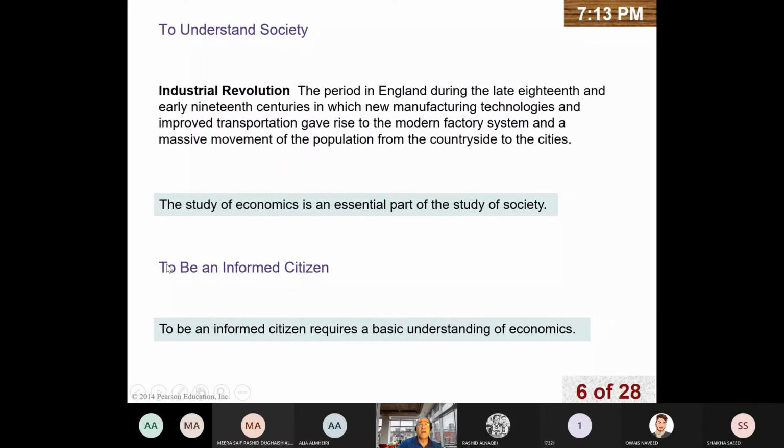Also, there is a last benefit of studying economics, to be an informed citizen. So when you study economics, you will understand what's going on around you. So you will be educated. So you will understand what is the right time to invest your money, in which channel you should invest.